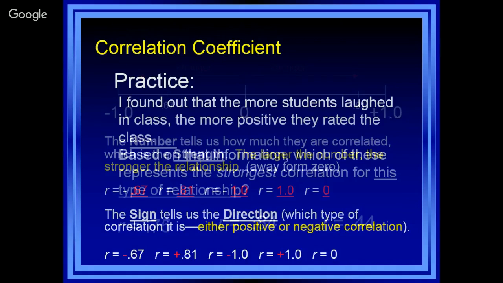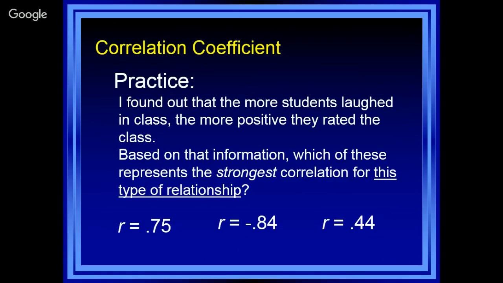All right, so that was all really important. So I want you to take a quick practice here. Say there was research done and I found out that the more students laughed in class, the more positive they rated the class. And based on that limited information, which of these three correlation coefficients down on the bottom represent the strongest correlation for this type of relationship?